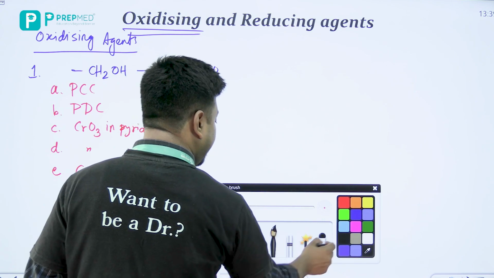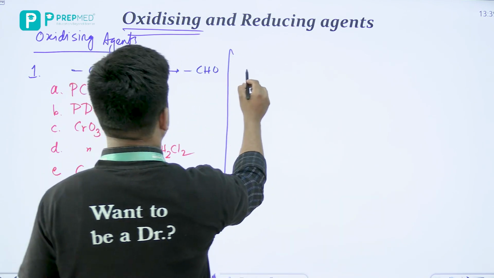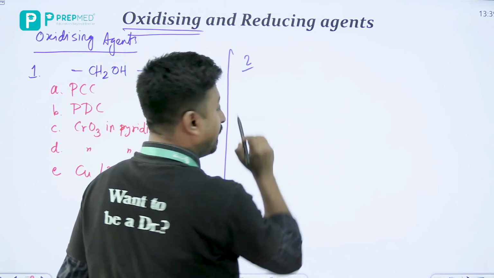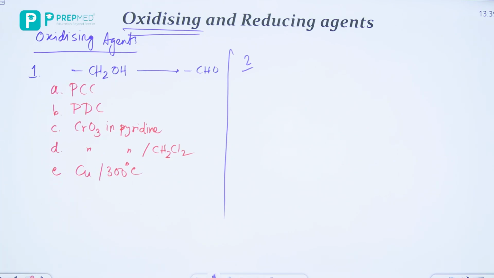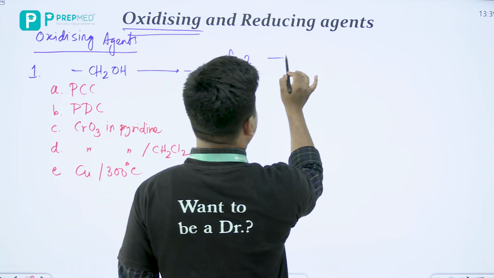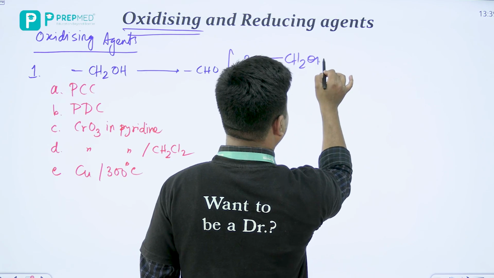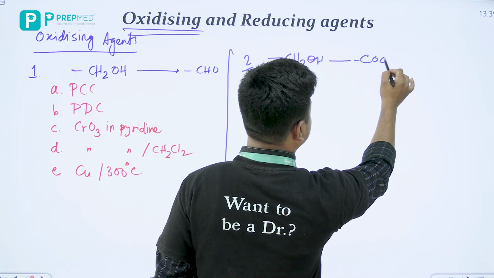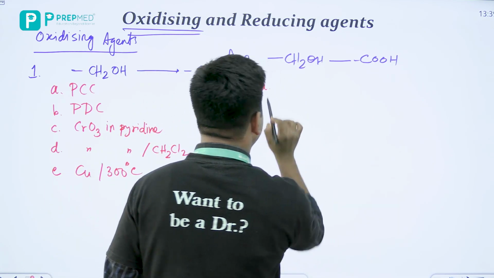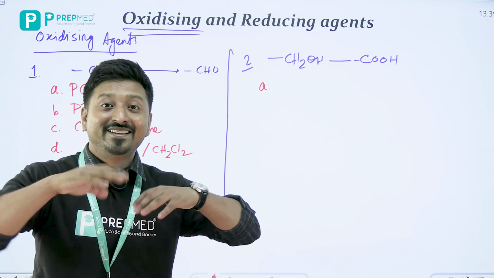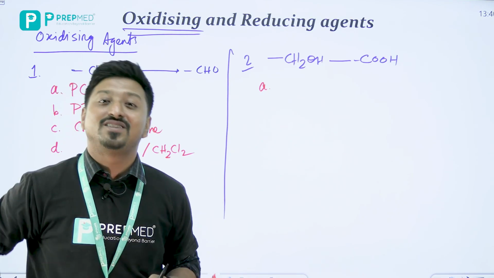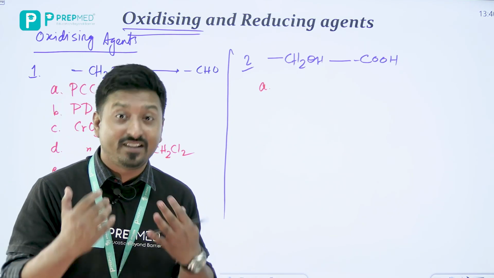Next conversion, number 2. Okay, what is the number 2 conversion? It is directly converting an alcohol to a carboxylic acid. Okay, what are the ways to do it? When we convert a primary alcohol to a carboxylic acid, this needs strong oxidizing reagents, and for them it is very simple.